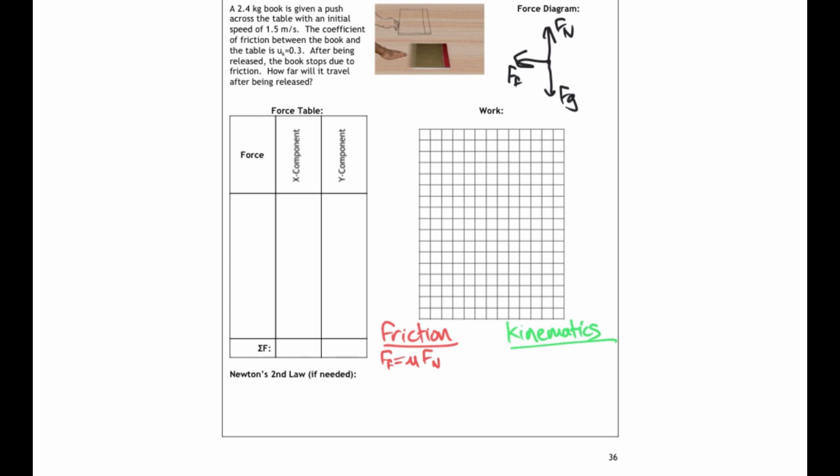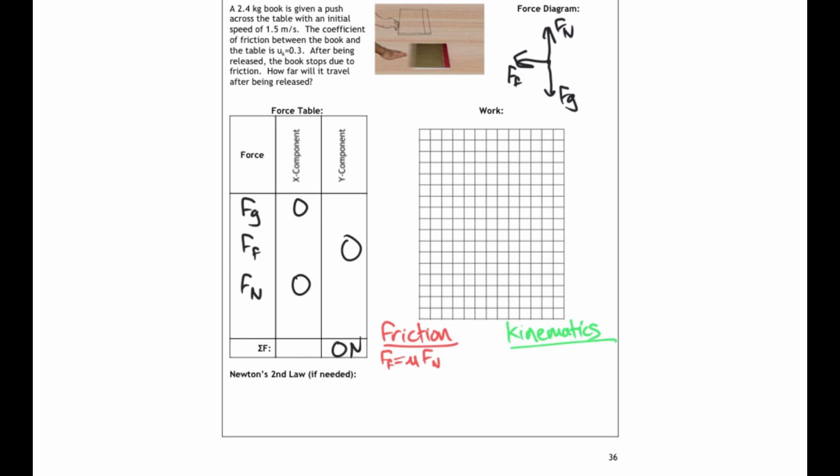Filling in those three forces in the force table, we can see the gravity and normal forces only act vertically, so they have 0 x component. Similarly, the force of friction only acts horizontally and has 0 y component. Since the book is only moving horizontally across the table, the y velocity is always 0. That means the net force is 0 in the y direction.